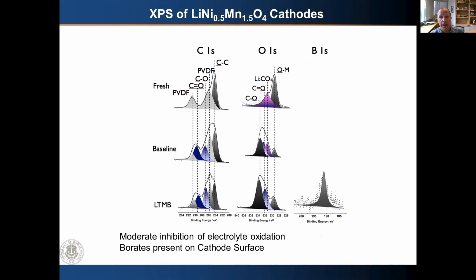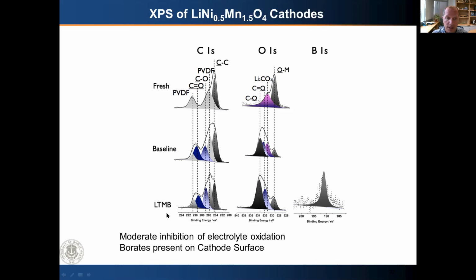When we do the surface analysis of the material, we look at the surface of the lithium nickel manganese oxide cathodes. The fresh cathode has a very high level of transition metal oxide, while we have low concentrations of lithium carbonate. With the baseline electrolyte, we see a very large decrease in the concentration of the transition metal oxide, consistent with the deposition of electrolyte decomposition products on the surface.